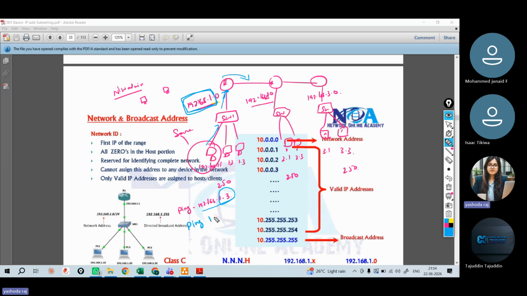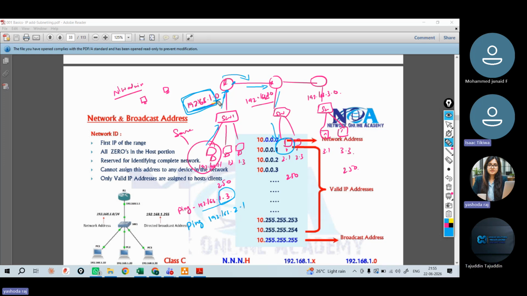Suppose 1.1 needs to send a packet to the 192.168.2.1 machine. Now what will happen? It will send the packet to this router, and from here it will go across and reach this user. So now the question is how the router is going to decide and identify, because it identifies the network address, right?